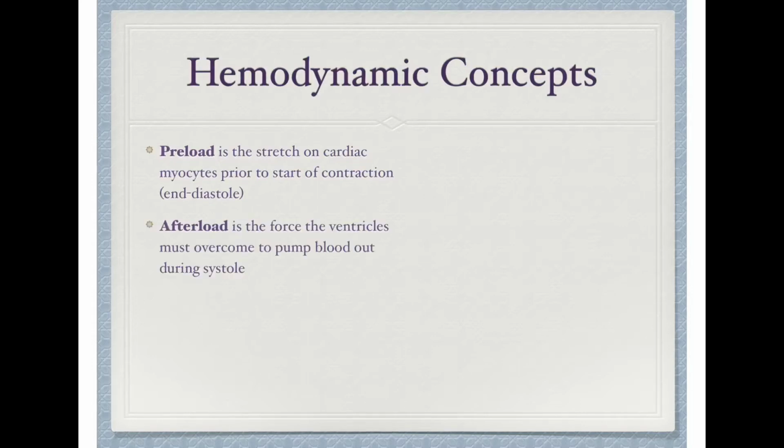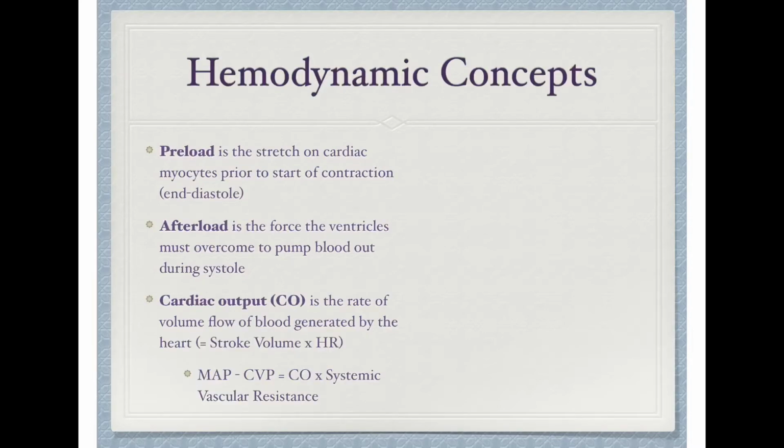In contrast, afterload is the force that needs to be generated in a muscle in order to actually do work. For example, if you were to be lifting a heavy box off the ground, the afterload is essentially the weight of the box, which is the force that your muscles would need to overcome in order to actually start doing work and lifting the box up. And in the context of the heart, that's the force that the ventricle needs to overcome in order to actually start pushing out blood into the aorta.